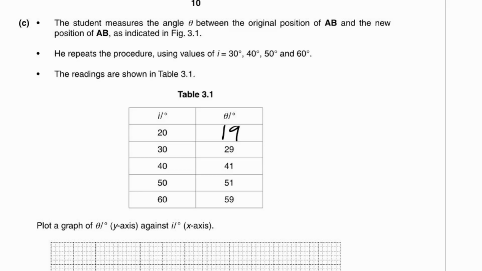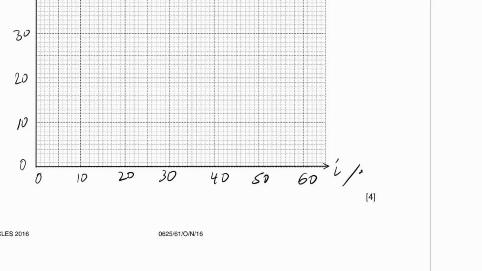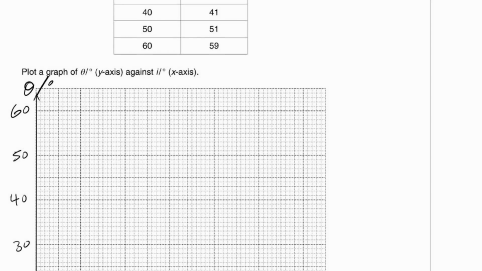C. The student measures the angle theta between the original position of AB and the new position, AB, as indicated in figure 3.1. He repeats the procedure with the values i equals 30, 40, 50 and 60 degrees, and the readings are shown in the table there. And plot a graph of theta in degrees on the y-axis against i in degrees on the x-axis. Okay, let's do that now. There we go, so I've plotted out the graph. I've got i in degrees on the x-axis and theta in degrees on the y-axis, just like the question states that I need to do.